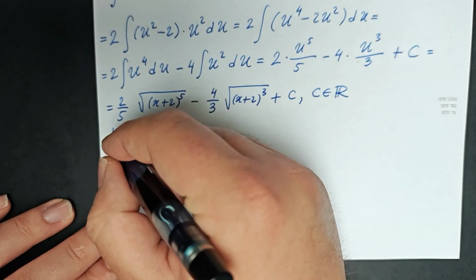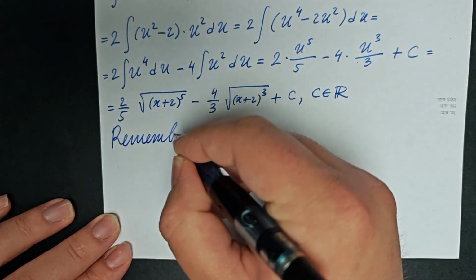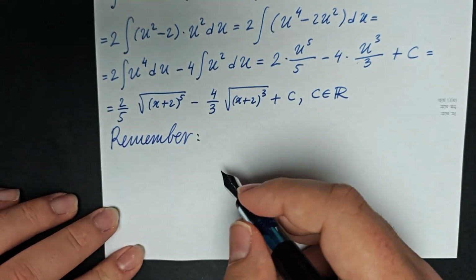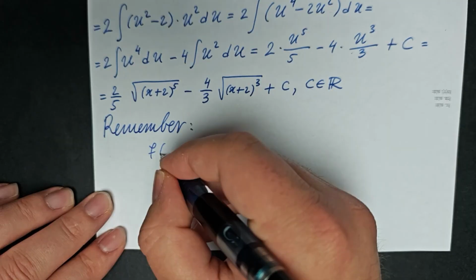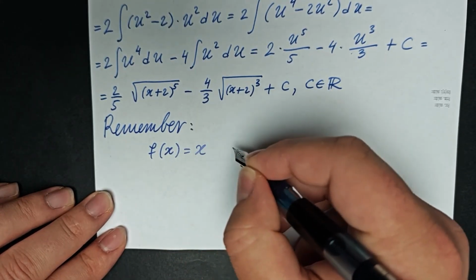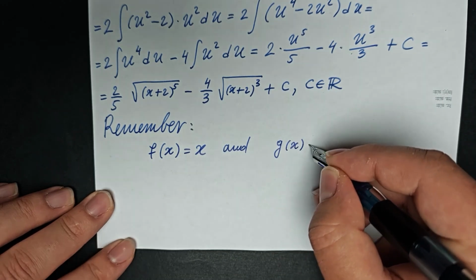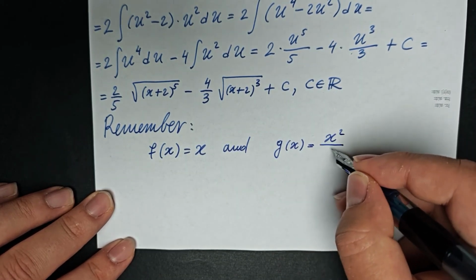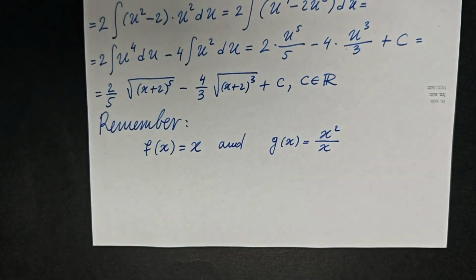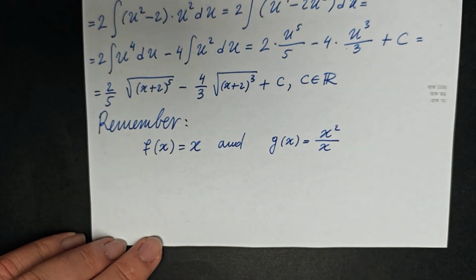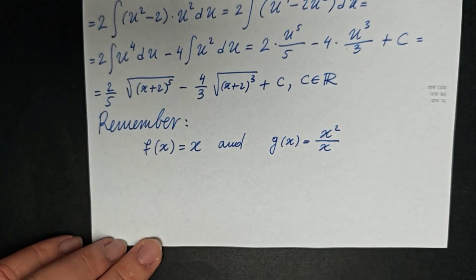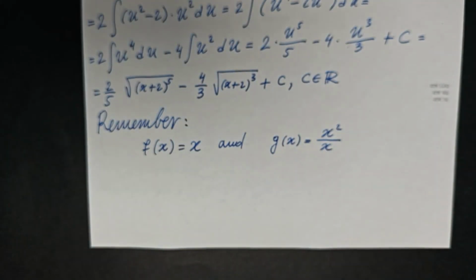A little reminder I want to make here for you. We have two functions. We have function f of x defined as x, and we have the second function g of x defined as x squared over x. Two functions are the same if they have the same domains, the same codomains, and they have the same values dot by dot. Observe these two functions.